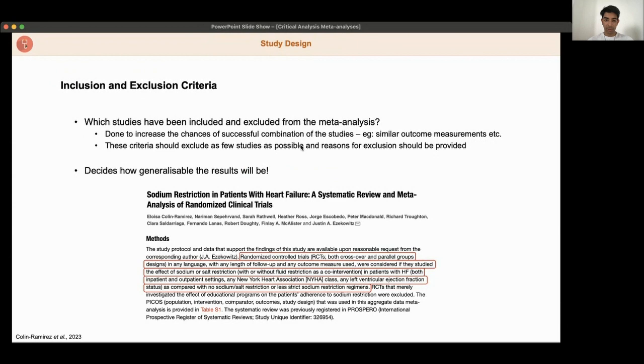And so looking at this actual study, I've got one to do with sodium restriction in patients with heart failure. If you read the bits I've put into red boxes, all randomized control trials were included, regardless of their design, in any language, with any length of follow-up and any outcome measure. And the intervention was salt or sodium restriction in patients with or without fluid restriction, so another generalizable area there. In patients with heart failure in inpatient and outpatient settings, any class of heart failure, any ejection fraction.